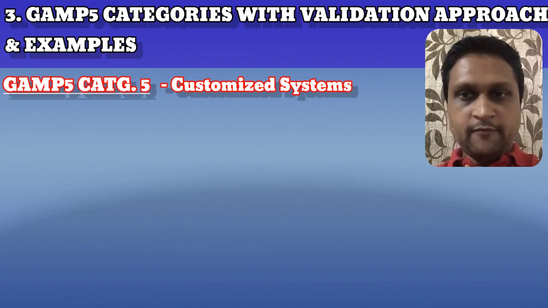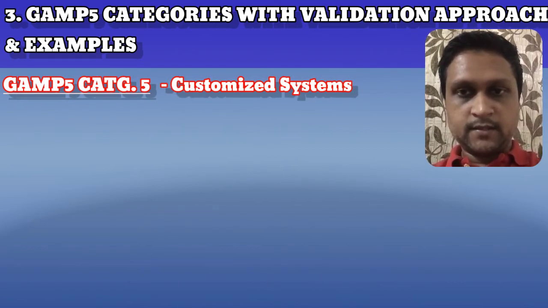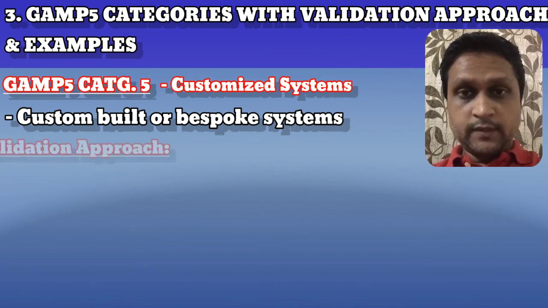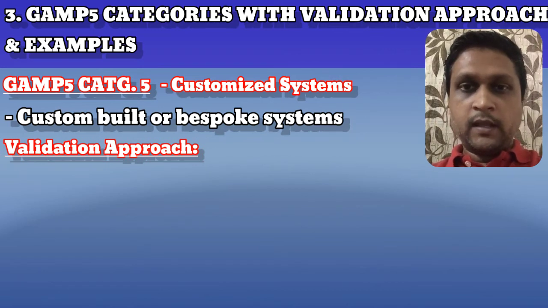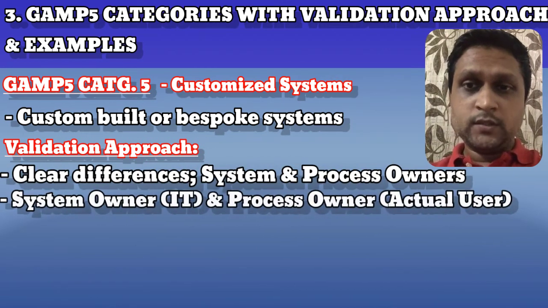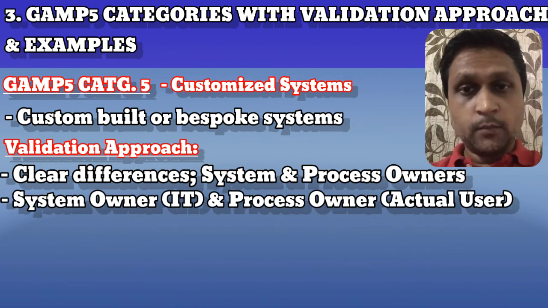Now talking about GAMP5 category 5, that is customized system. This system includes the custom built or the bespoke system. Now how should the validation approach of this system be? First of all, clear all the differences between the system owner and the process owner. Now who is the system owner? It is your IT. Who is the process owner? It is your actual user.